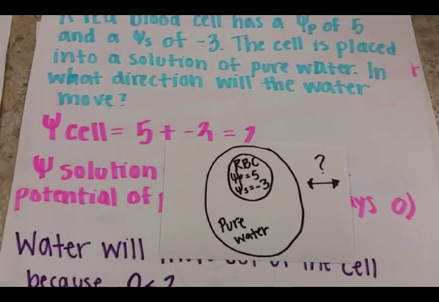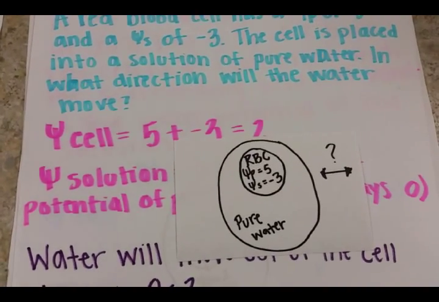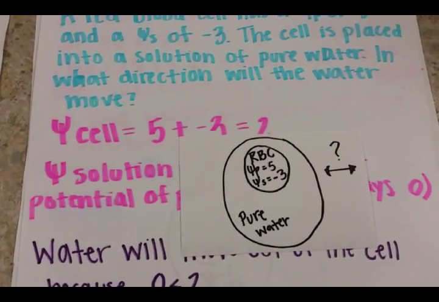A red blood cell has a pressure potential of 5 and a solute potential of negative 3. The cell is placed into a solution of pure water. In what direction will the water move?